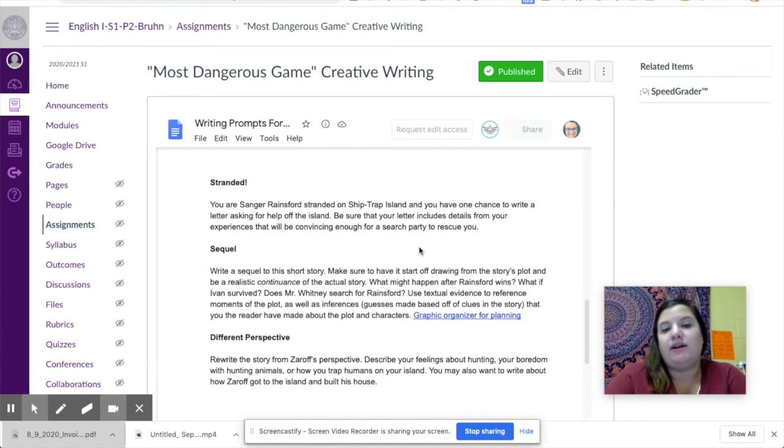But again, remember, it has to be a realistic continuance of the story, so you can't just have aliens all of a sudden come down out of the sky or something like that. You need to have it be something that's actually plausible. And again, there's a graphic organizer there for planning if you need it.